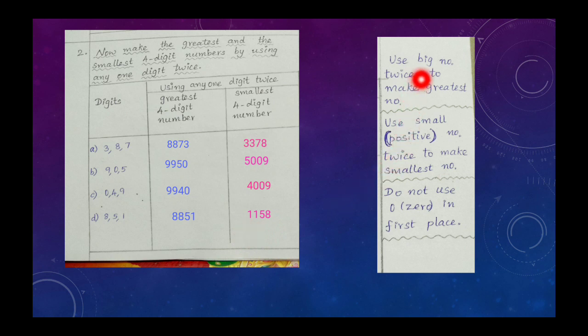See, use big number twice to make greatest number. Use small positive number twice to make smallest number. What do you mean by positive? Number greater than 0 is called positive. Do not use 0 in first place. These are the important notes.